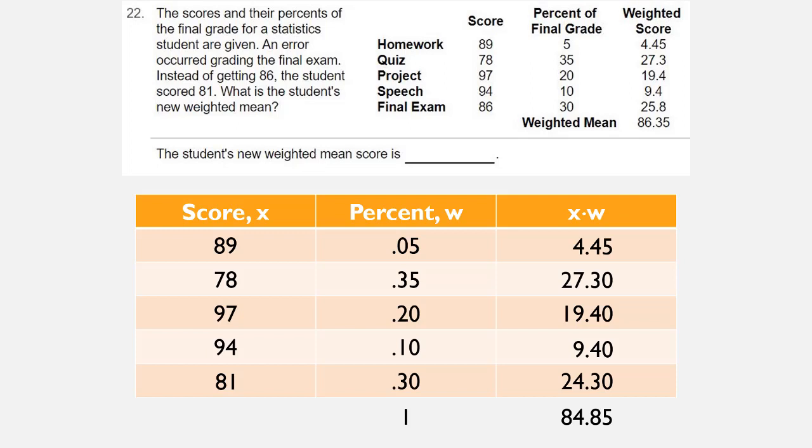Now, according to the formula, we would have to divide by the sum of those percents, but because the sum of those percents is 1, the division is just going to give us 84.85. And that's the new weighted mean score, and that's your answer.